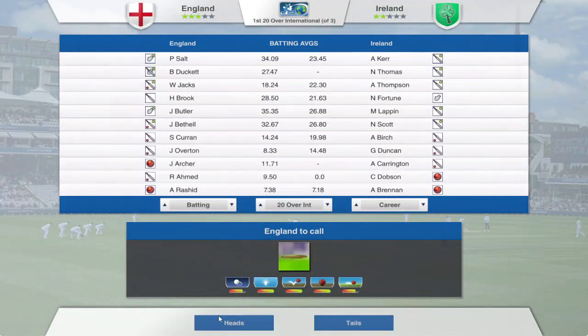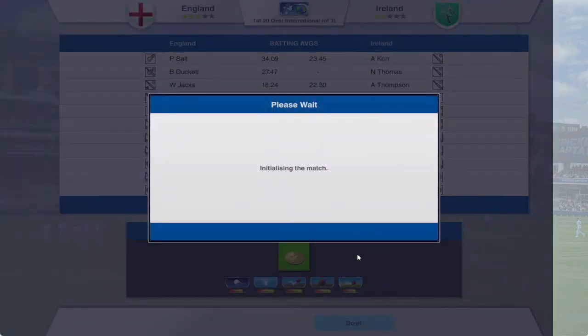Hello, and welcome to match 2 of the Super 8 stage between England and Ireland. England have lost the toss and have to field first.